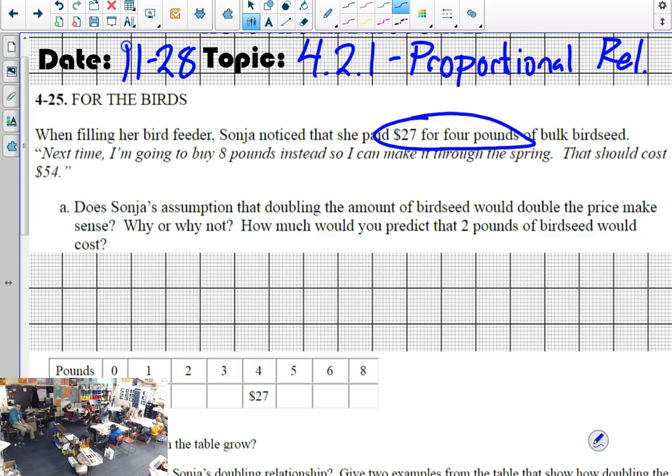So the first thing we get asked here is if Sonia doubles her amount of birdseed from 4 pounds to 8 pounds. Well, assuming there's no specials, no price discounts, no bulk, that we're not at Sam's Club, we double the amount we buy. Matt, what do you think? Will that double the price? Why?